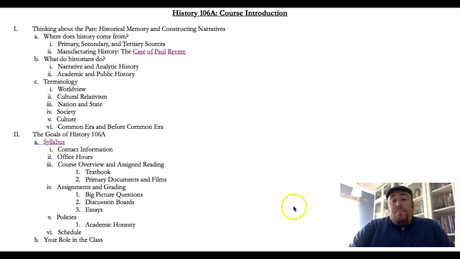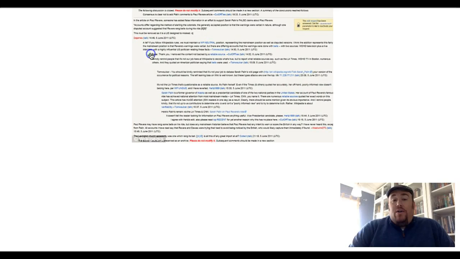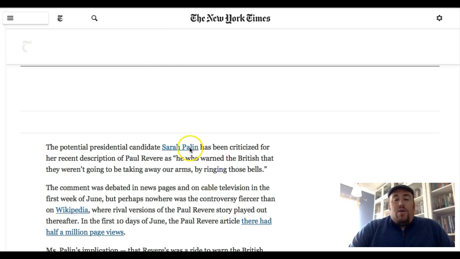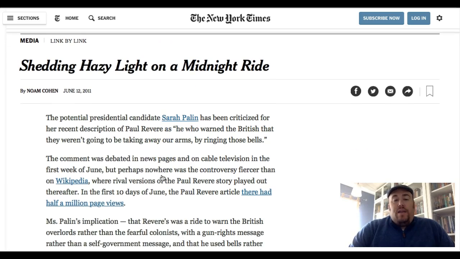So they went on a page I just mentioned a little while ago called Wikipedia, and this is actually a screen capture that you see above of the Wikipedia page for Paul Revere. They actually went in and changed the entry for Paul Revere to match what she had said. And this became a national news story. There's a New York Times article here that you can read if you're interested.